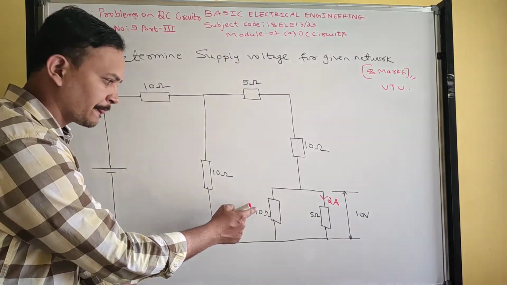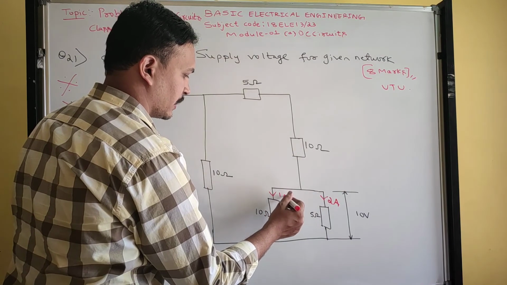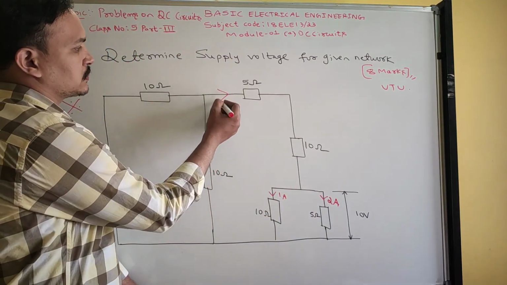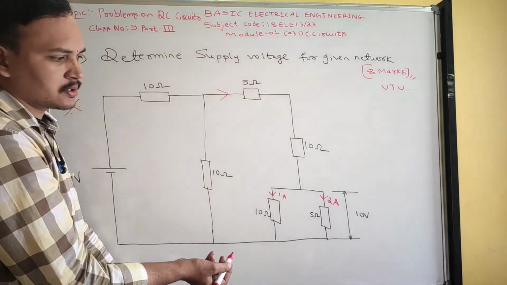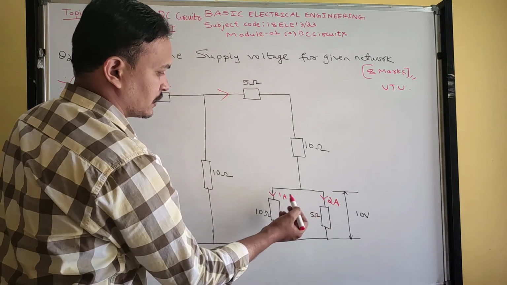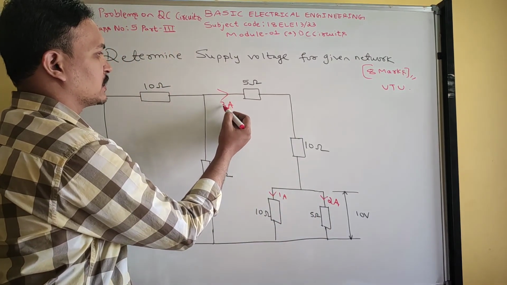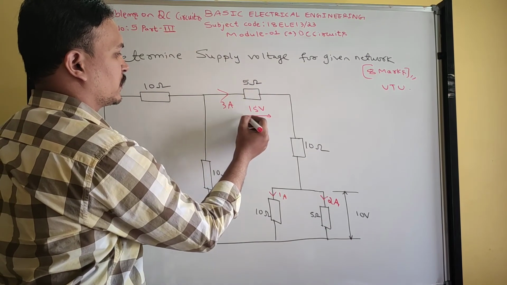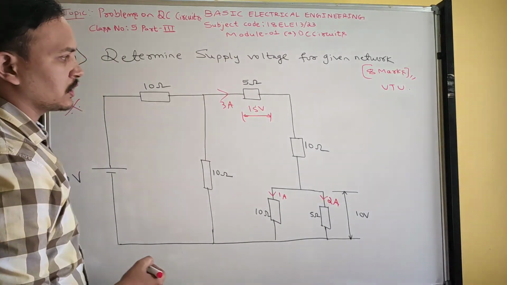Parallel voltage will be same. So 10 by 10, how much? 1 ampere. So how this current starts flowing? Some currents will come here. This current starts flowing and dividing these two branches. Now addition of these two currents, 2 plus 1 is how much? 3 ampere. Now multiply this, 3 into 5, what you will get? 15 volt. So voltage across this 5 ohm resistance is 15 volts. V is equal to I into R.